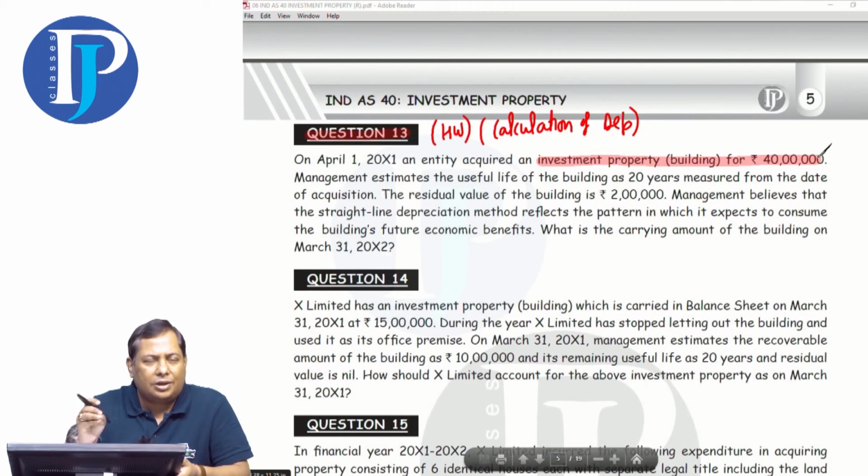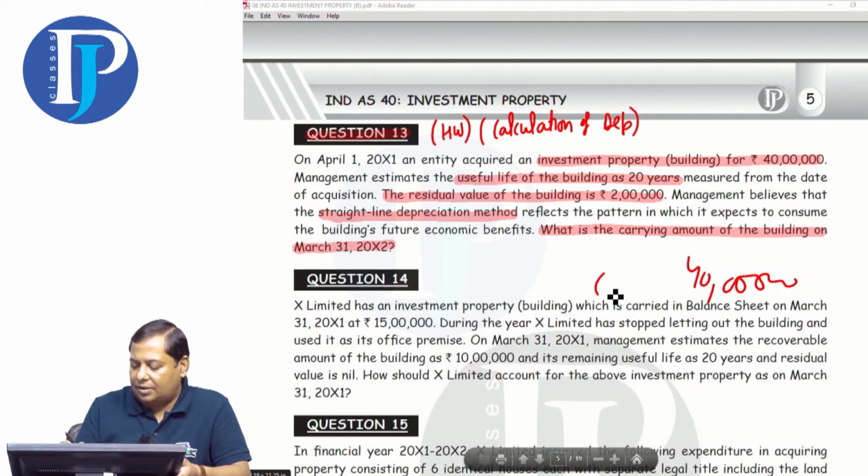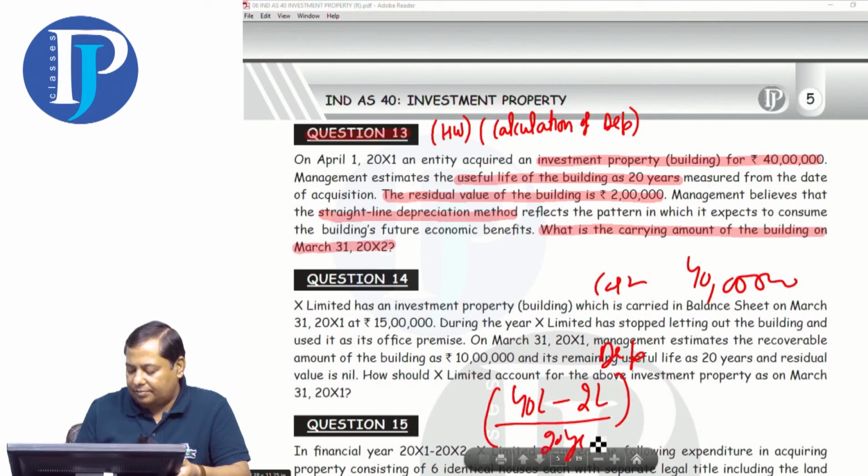There is no need to note. It is not even a final level question. You bought a property for 40 lakhs. Tell me what is its lifespan? 20 years, right? And it tells you that the salvage value is 2 lakh rupees. And on SLM basis, you have to apply depreciation. Students, here you have to tell the carrying amount. This is an easy question. It is 40 lakhs. This is cost. Subtract depreciation. So 40 lakhs minus 2 lakhs divided by 20 years.